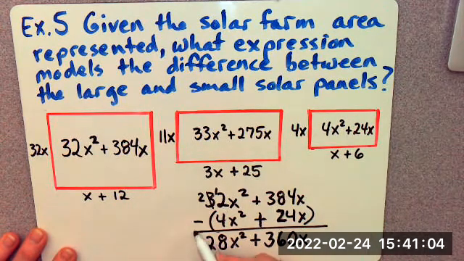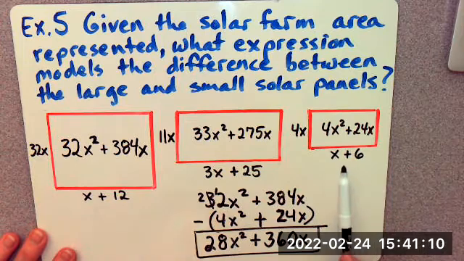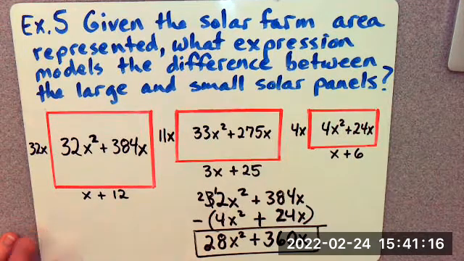So the solution then, the difference between the large solar panel and the small solar panel will now be 28x squared plus 360x. So there you have it.